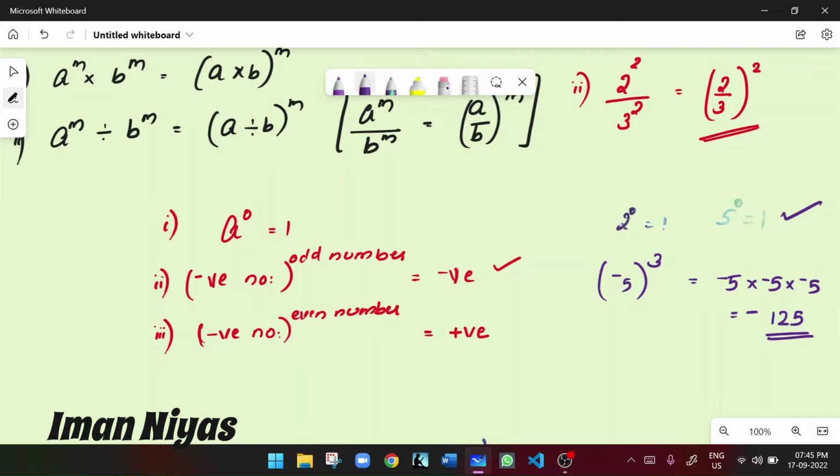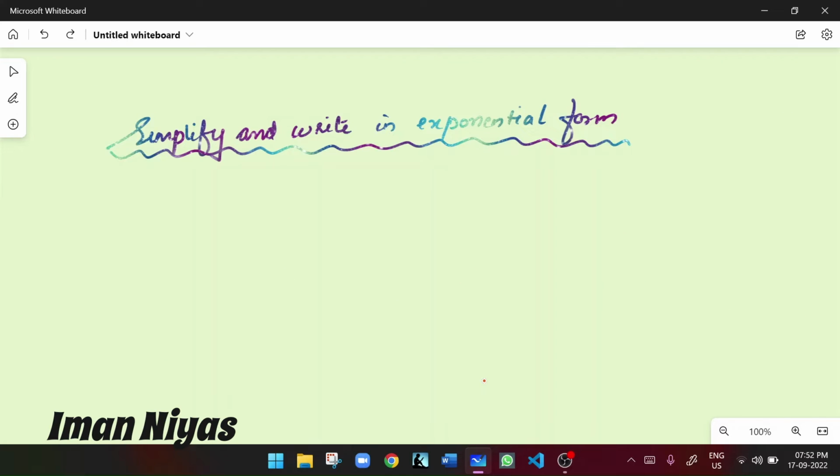And the next one is a negative number raised to an even number. So, raised to 2, 2 is an even number, you know. So what should you do? A negative number raised to the power of an even number, you will get the answer as positive. And this is the way you can write it: 5 5s are 25, and the answer will be positive. Clear?